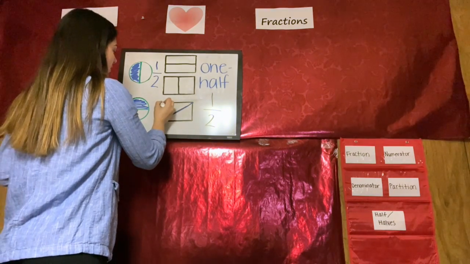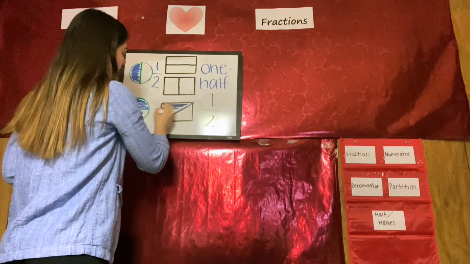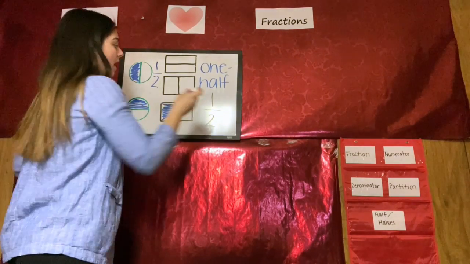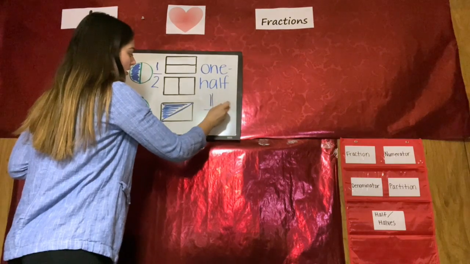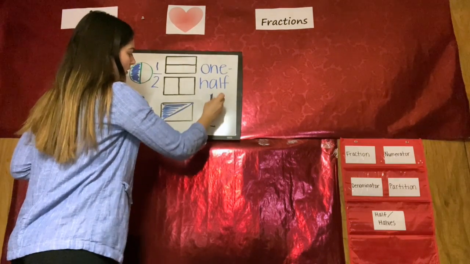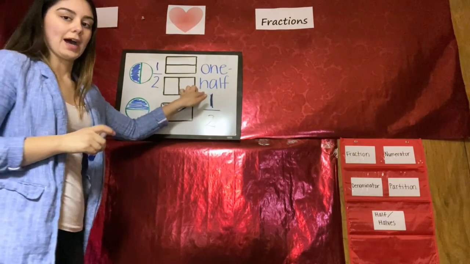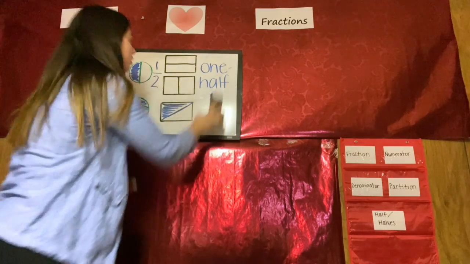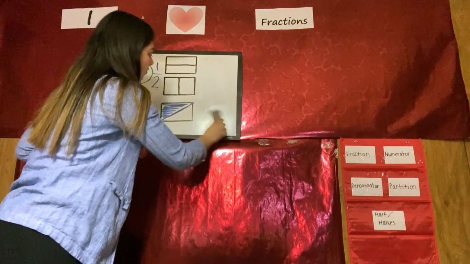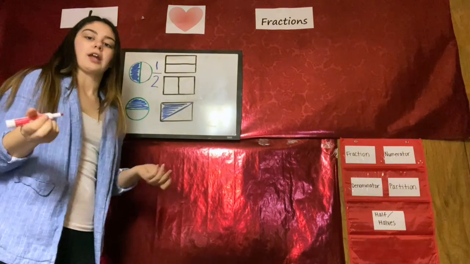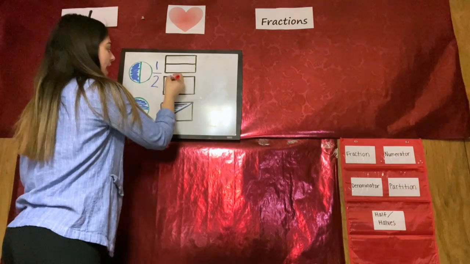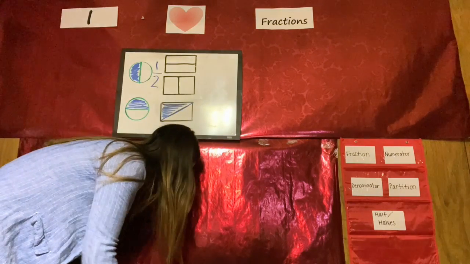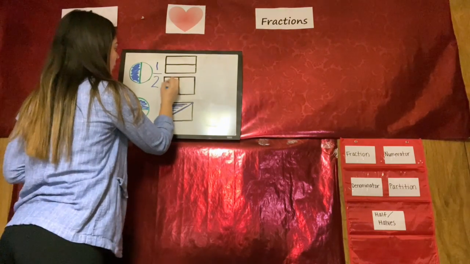If I shaded in 1/2 of this rectangle, I would still represent this shape as 1/2 or one half. Now say I were to shade more than 1/2. Say I were to shade both halves.